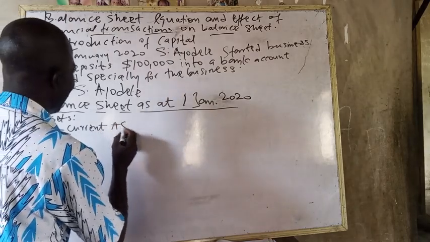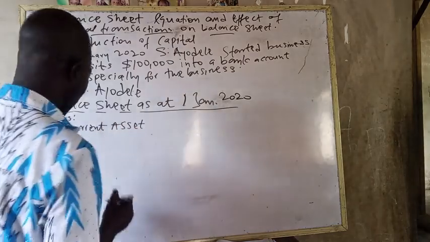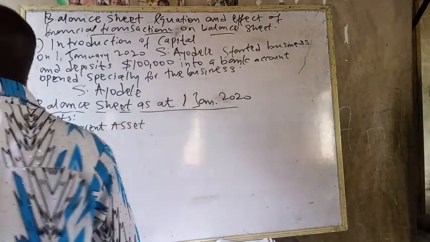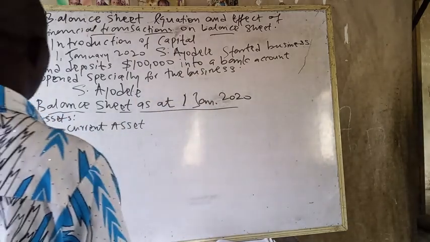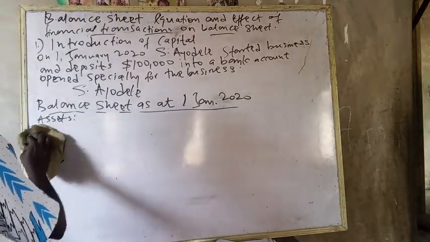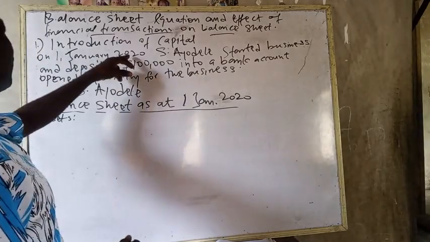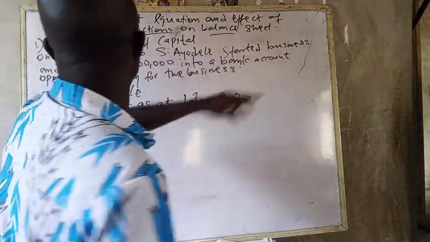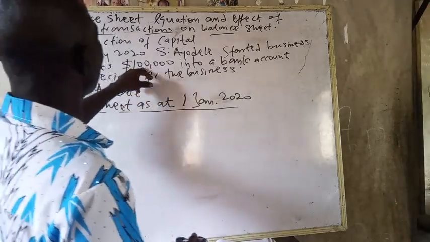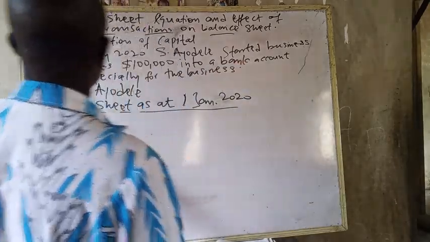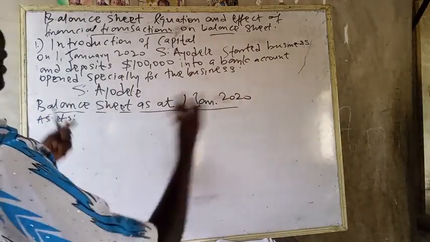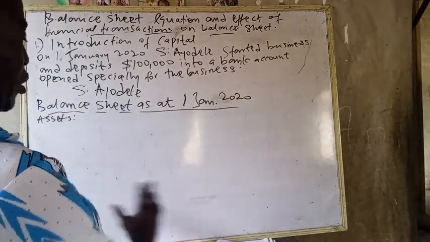Non-current assets. Sorry. We are not on current assets yet. What is the question? The question says, on 1st of January 2020, S. Ayodele started business and deposited 100,000 into a bank account. What is the meaning of this? That is, he started a business. He has not bought assets yet.